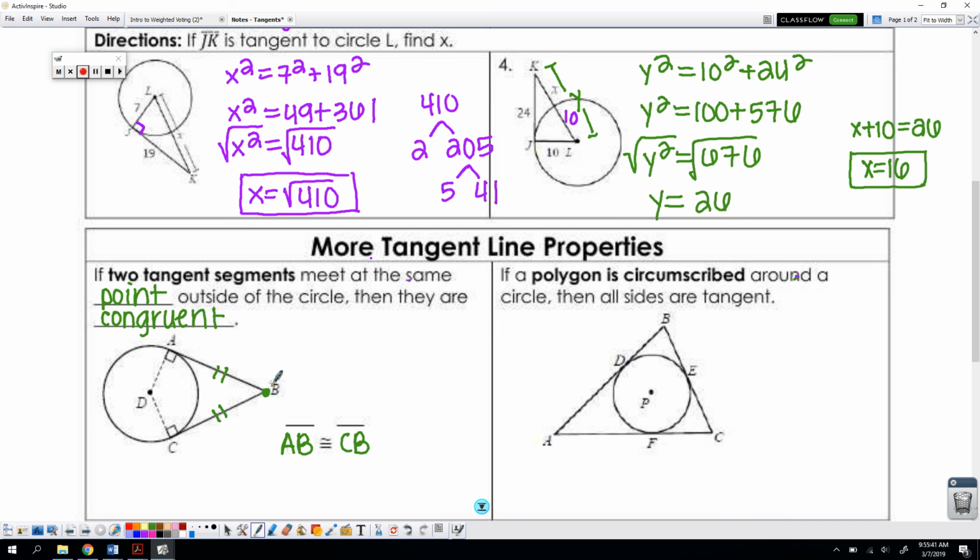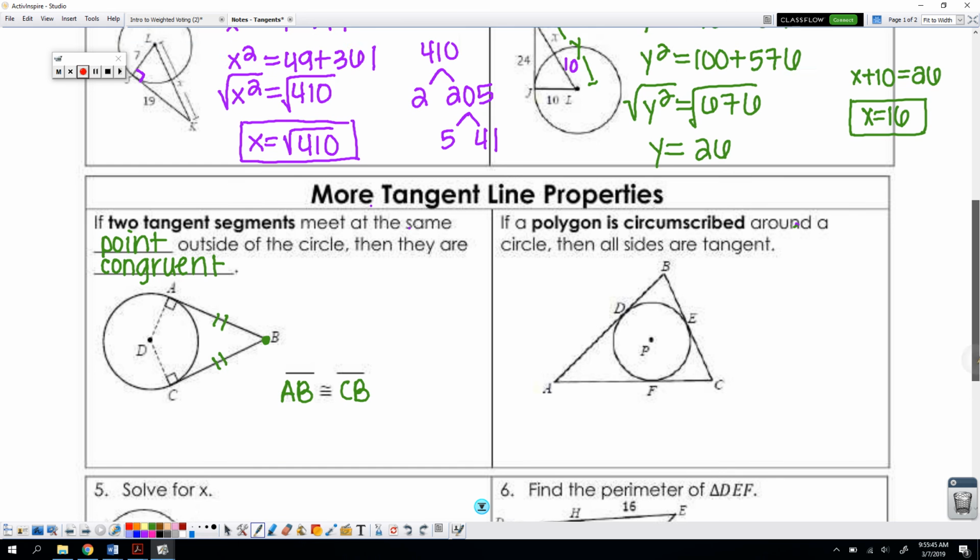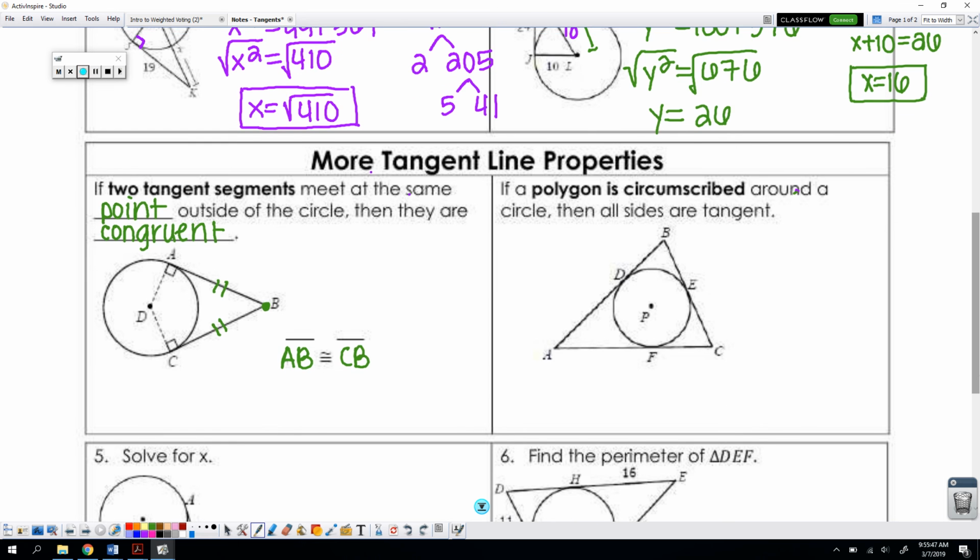Now, it then says that if a polygon is circumscribed around a circle, then all sides are tangent. So what that means is that BD is the same size as BE, so they're both coming from B. And then these two are both coming from C, which means that they're equal. And then we have the ones that are coming from A, and they're equal. Okay?